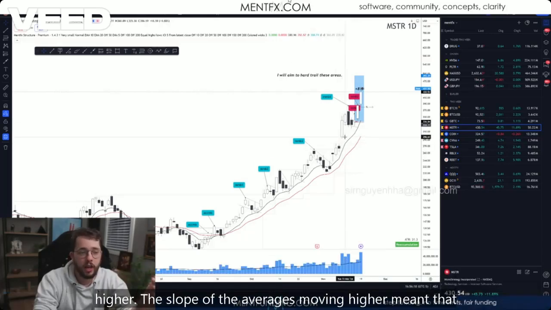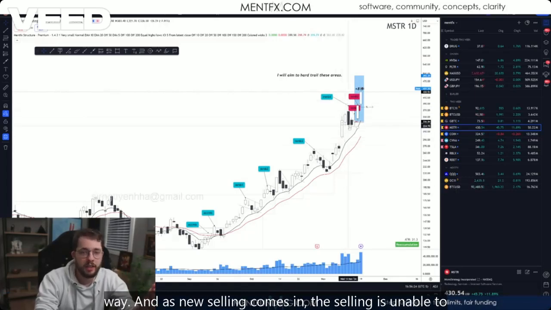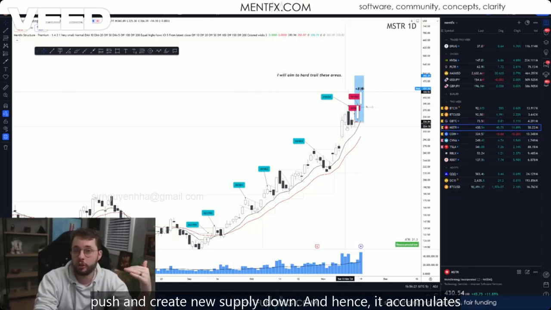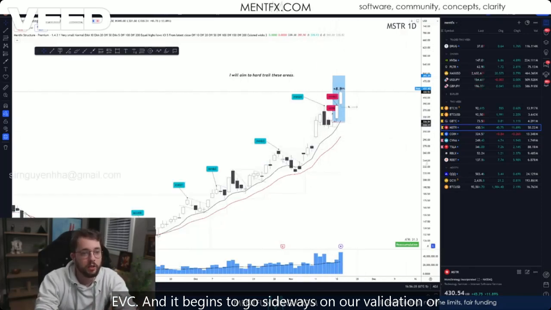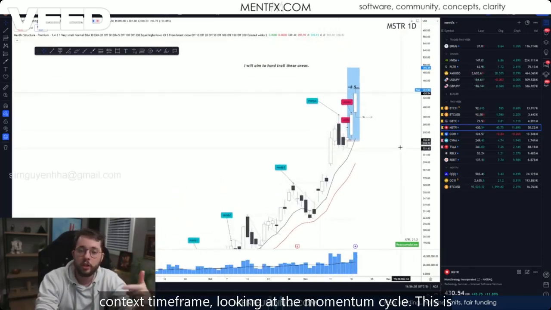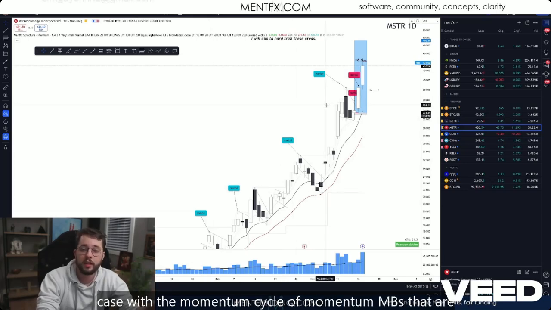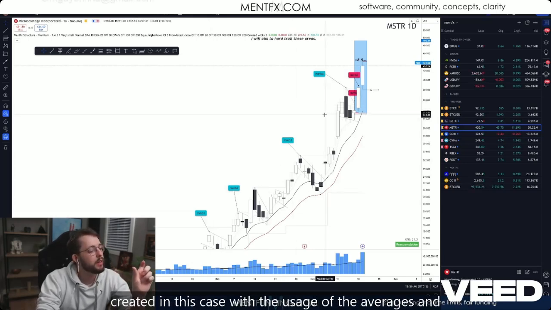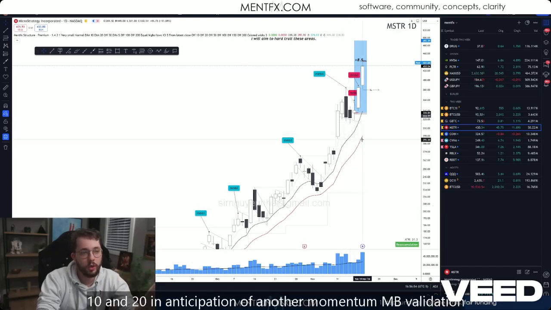The slope of the averages moving higher meant that new money is coming in, or big money is coming in in a big way. And as new selling comes in, the selling is unable to push and create new supply down, and hence it accumulates or reaccumulates across our lower time frames. This is the EVC. And it begins to go sideways on our validation or our context time frame, looking at the momentum cycle. This is the momentum cycle of momentum MBs that are created, in this case, with the usage of the averages, and price gets bought up and new money comes in at the rising 5, 10, and 20 in anticipation of another momentum MB validation and move higher.